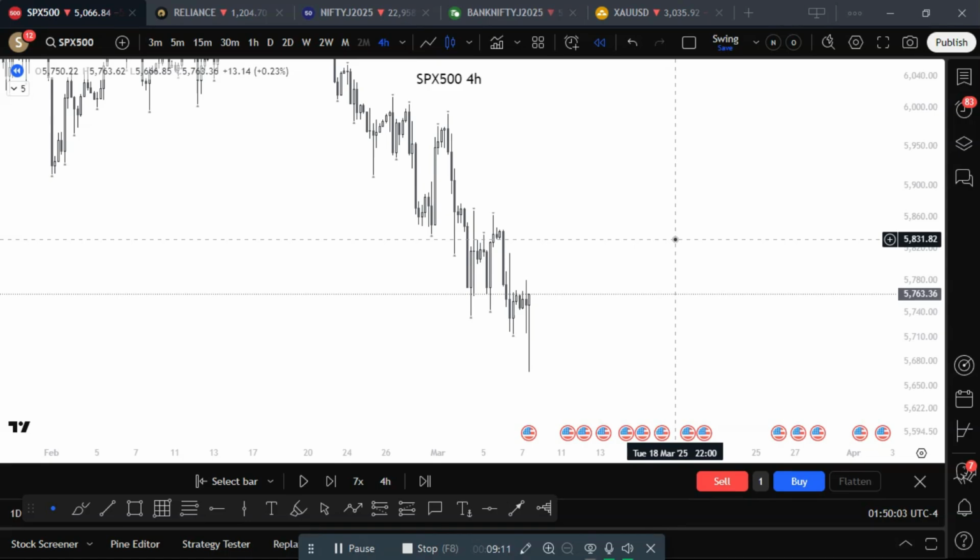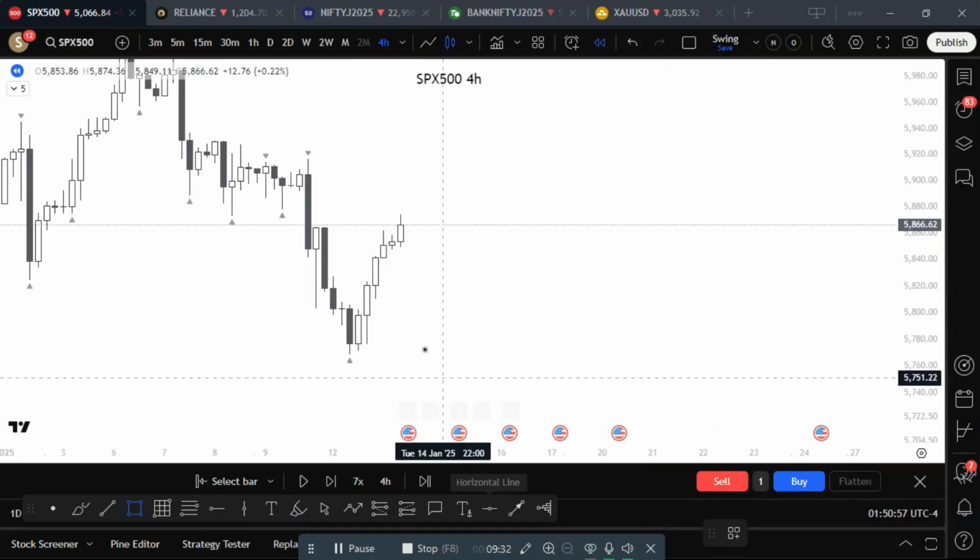Now let me show you some more examples so you will get more clarity. And yes, do not be lazy, backtest this. Once you watch the video completely and understand, backtest the strategy, collect the data, and you will literally get surprised how amazing this is. Now let me show you some more examples.